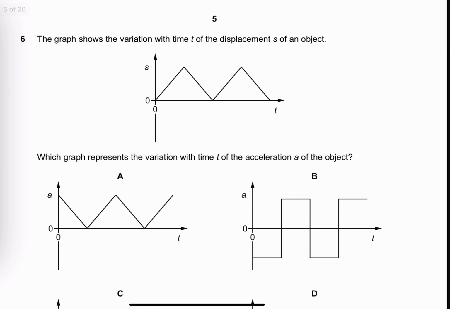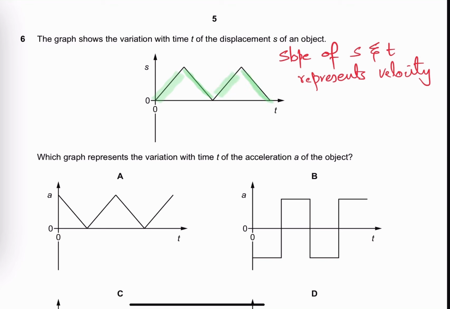In question number 6, the graph shows the variation with time of displacement s of the object. Which graph represents the variation with time t of the acceleration of the object? Okay, so we should know it's a distance-time graph. So the slope of s and t represents velocity.